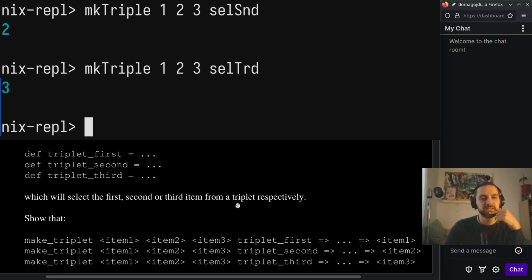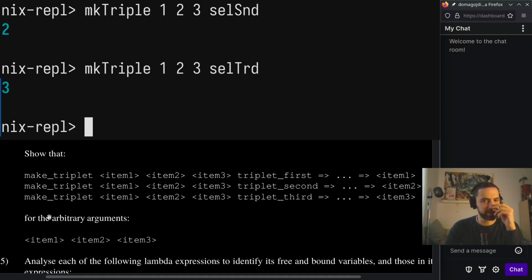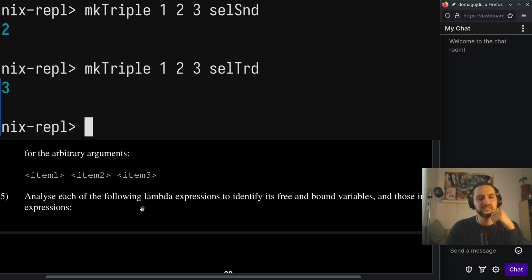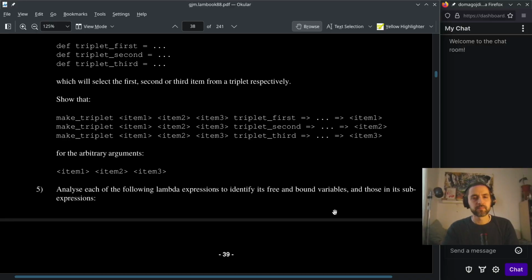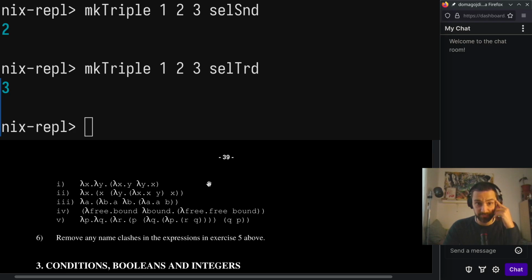So define selector, which will select first, second, or third item from the triplet respectively. Show that make triplet item 1, item 2, item 3, triplet first. Okay, we did this. We just showed this, for the arbitrary arguments item 1, item 2, item 3. Okay. Analyze each of the following lambda expressions to identify its free and bound variables, and those in the sub-expressions.